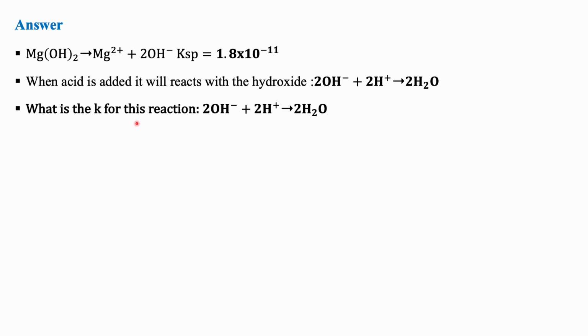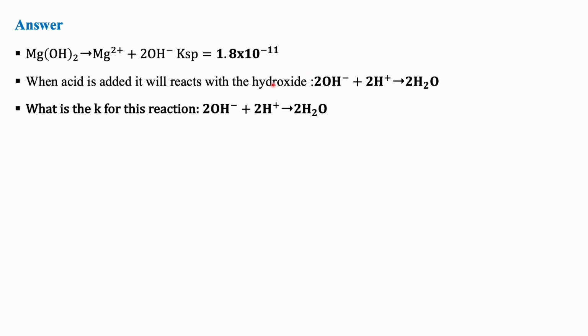Now, what is the K for this reaction? When we calculate the overall reaction, we should have the Ksp for the dissolution and the K for this reaction, so that we can calculate the overall K, and you see that the overall K will increase, because increasing the K means increasing solubility. So how do we calculate the overall K? We also need the K for this reaction.